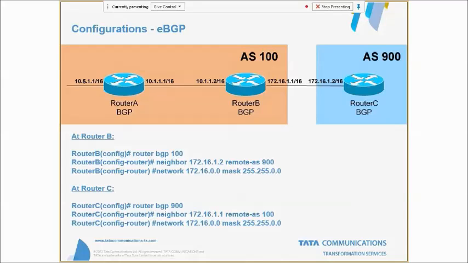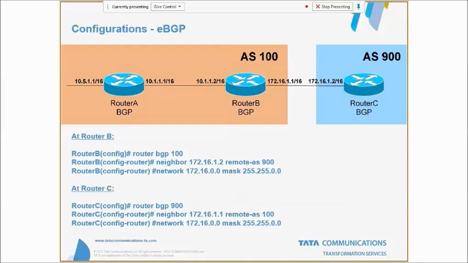In router C, we use the command router BGP 900, as router C is in AS 900. We go for the neighbor command, which is 172.16.1.1. Then we configure the network command to advertise the routes, with the IP address of 172.16.0.0, which has a CIDR of /16. So these are the basic configurations of IBGP and EBGP.